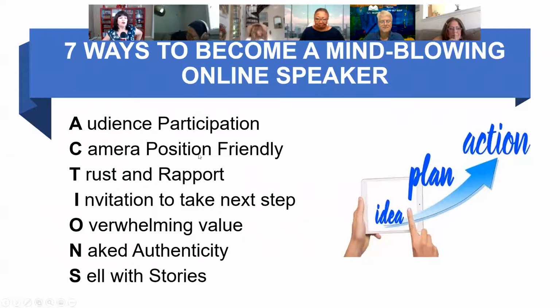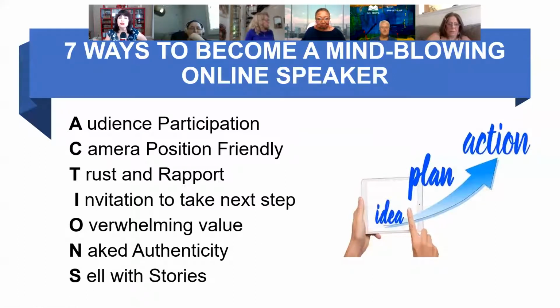All right, so just to recap all of this, A is for audience participation. You can take a picture of this. You will get this recording, but if you want to take a picture instead of writing it down, audience participation. C is for camera ready positioning. Really, remember that cowboy. Trust and rapport. Invitation to take the next step, give overwhelming value or over deliver without overwhelming, naked authenticity, and sell with stories.